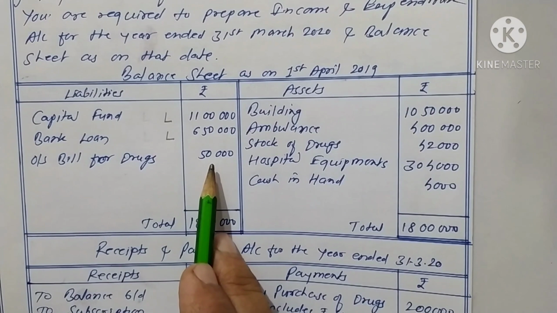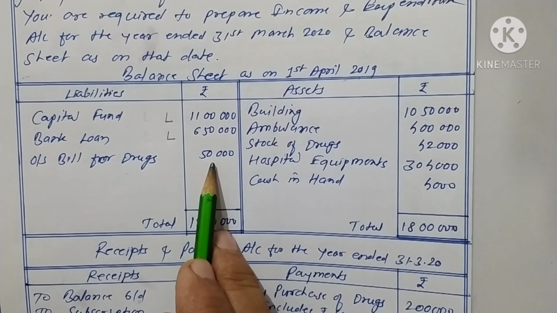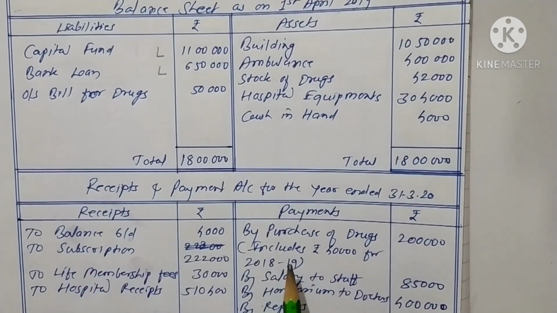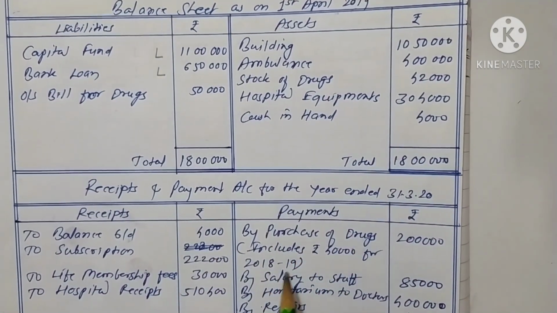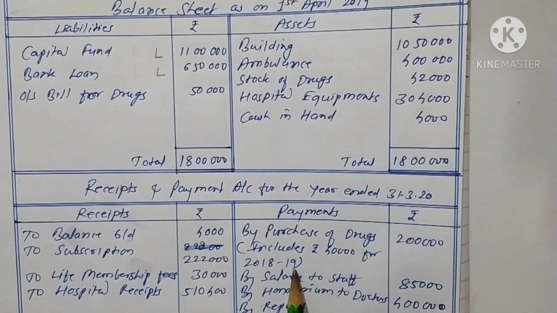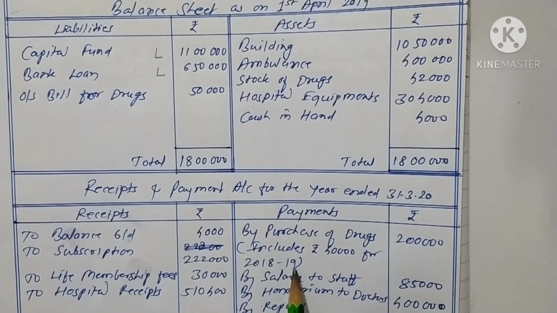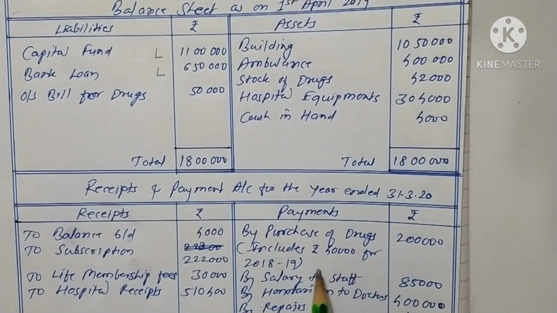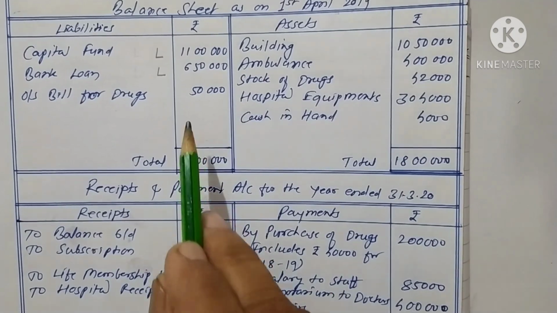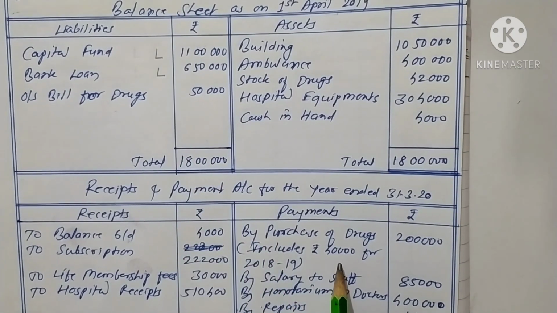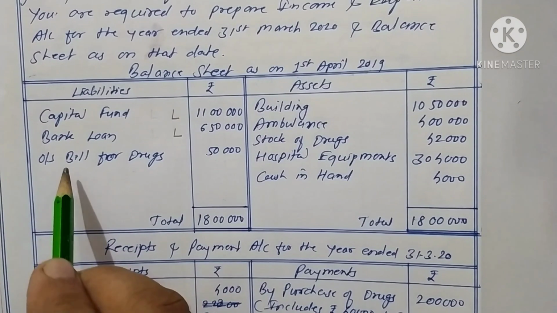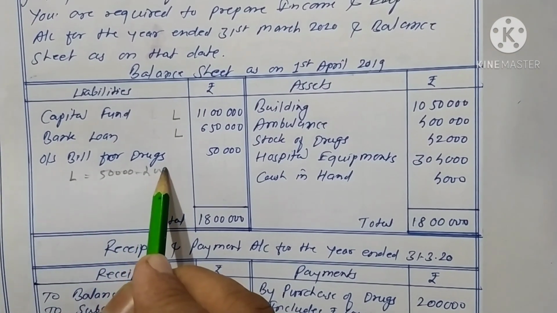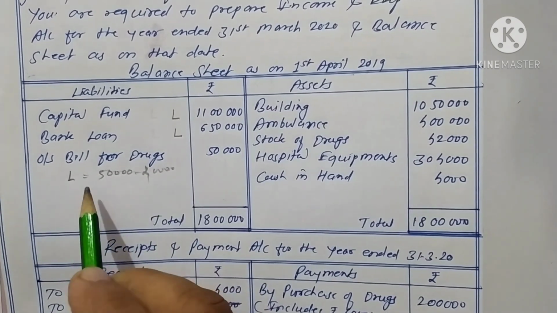Outstanding bill for drugs Rs 50,000 is last year's payable amount for drugs. Now we have to see how much amount was paid during the year. Purchase of drugs includes Rs 40,000 for 2018-19, that is last year. So 50,000 was payable, but actually Rs 40,000 is paid during the current year. It means Rs 10,000 is still payable. It will appear on the liability side: Rs 50,000 minus 40,000, 10,000 is a liability.